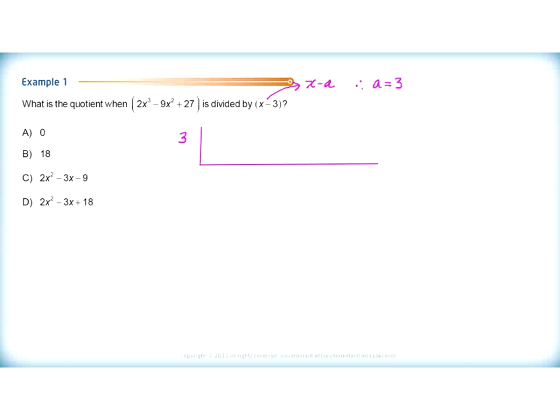The coefficients: 2 represents the coefficient of your cubic term, a negative 9 represents the coefficient of your quadratic term, but notice here that there is a linear term that's missing. So we need to put in 0 to represent the coefficient of the linear term, and 27 represents the constant term. Adding your first column, the sum is 2.